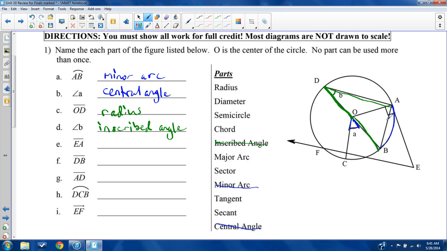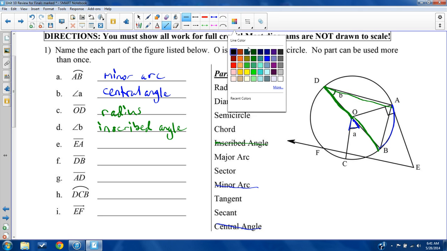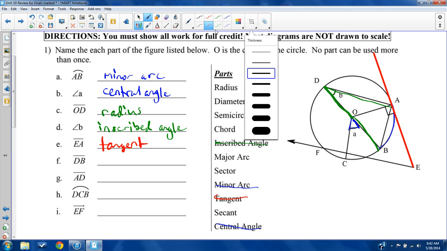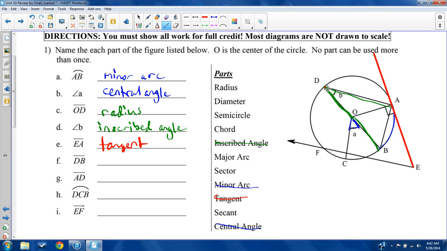Segment EA, this guy out here, it goes and it touches the circle at one point. This is called a tangent line. If it kept going through, it would look like that. Touches at one point. Tangent. They just call it tangent over here. DB is a chord, but it's a specific chord. It's a chord that goes right through the center of the circle. That is a diameter. It's the longest chord you can make in a circle.